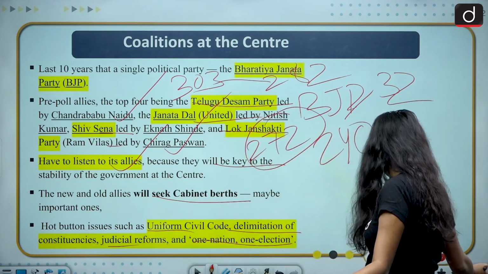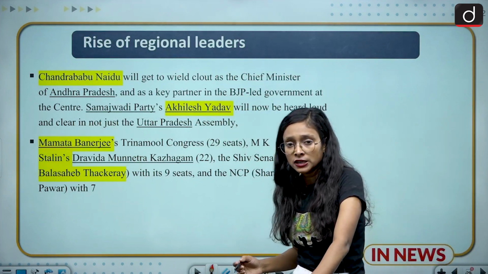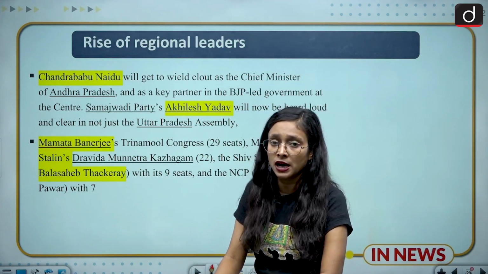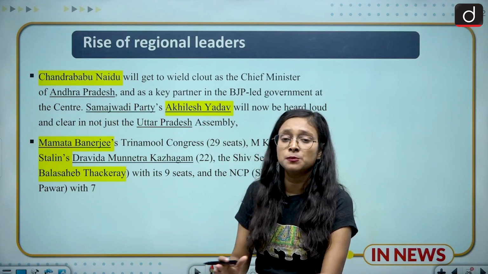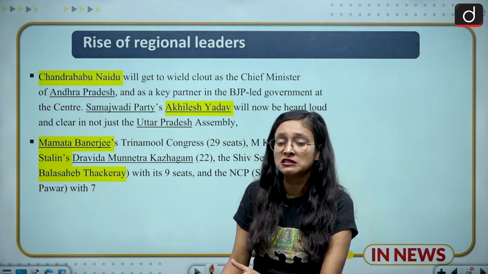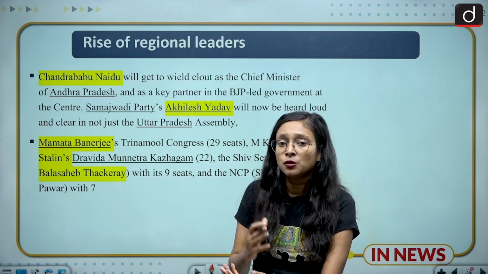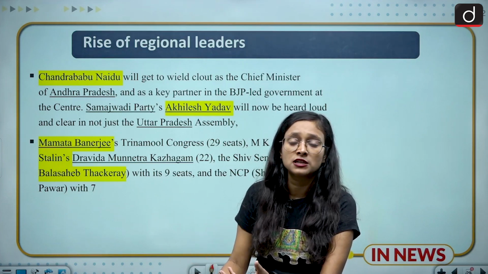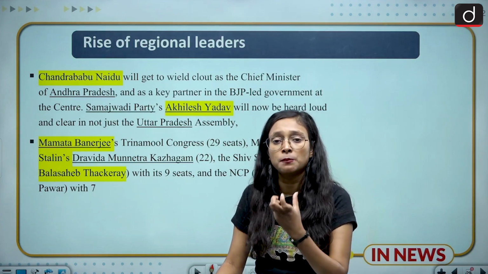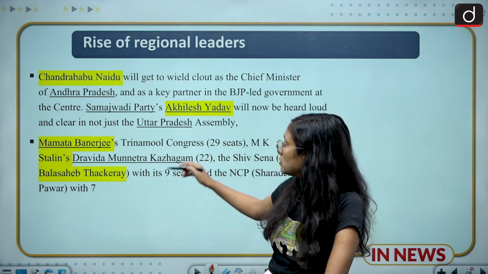Then we come to another one, which is the rise of regional leaders. As you already know, without the support of Chandrababu Naidu, Nitish Kumar and Chirag Paswan, the BJP cannot form the government. So in such a situation, they have to listen to the regional leaders. And why do they have to listen to them? Because of their help and their support, they are forming the government. So regional issues will also come to the parliament, and they will be heard and resolved. So this is also one of the things.